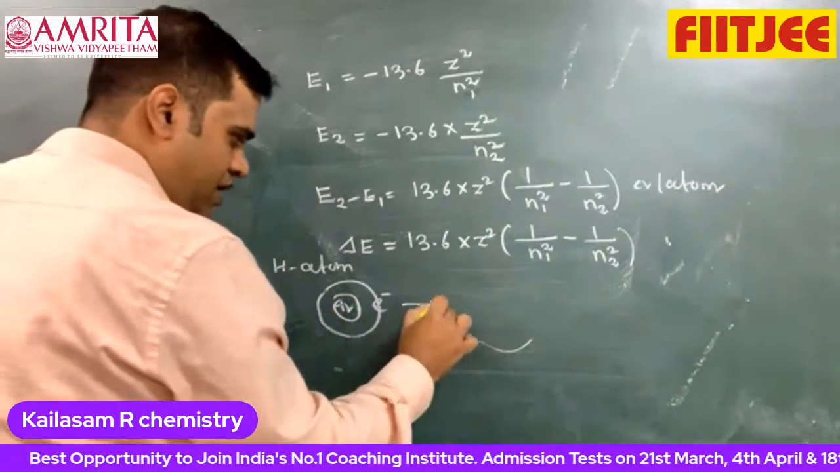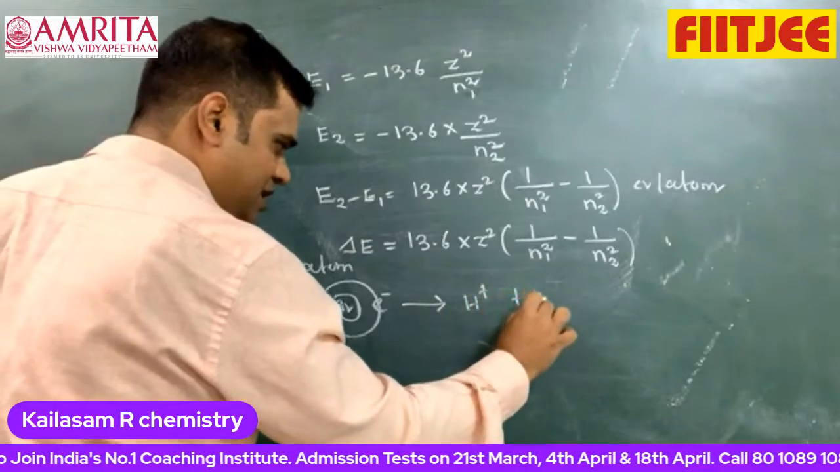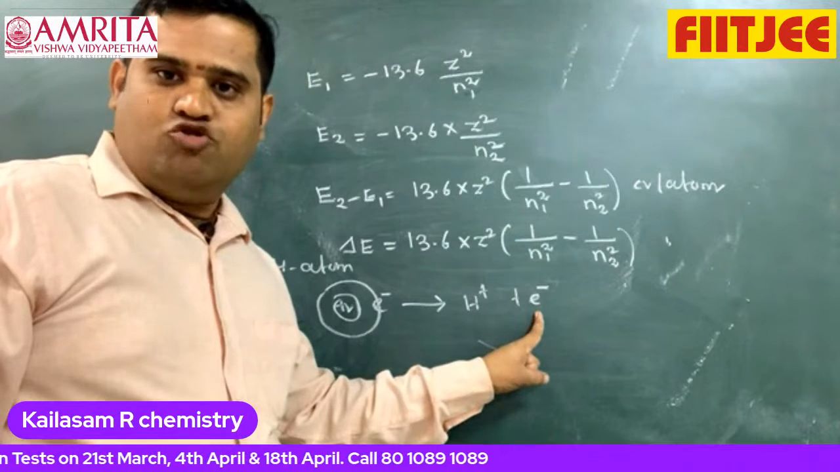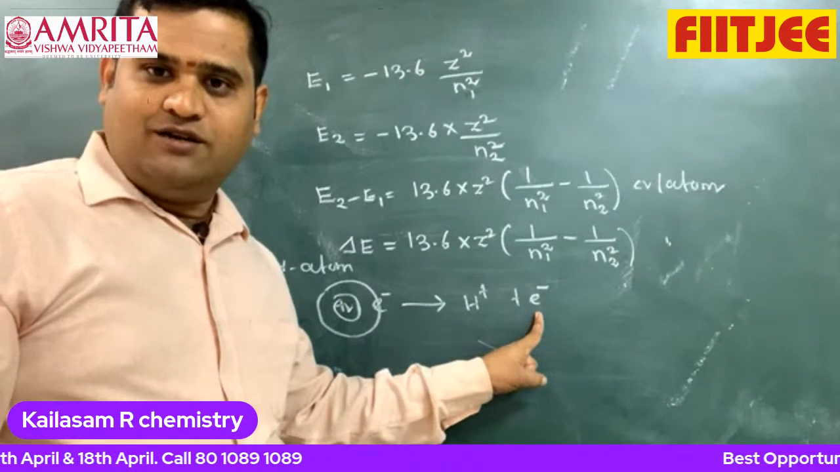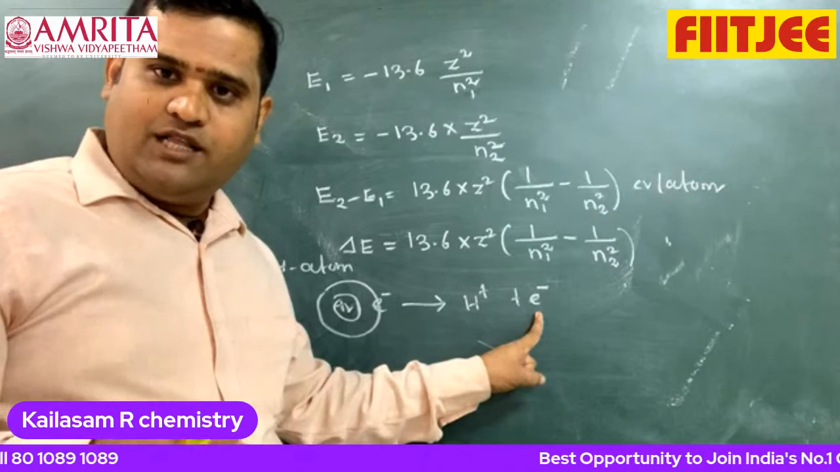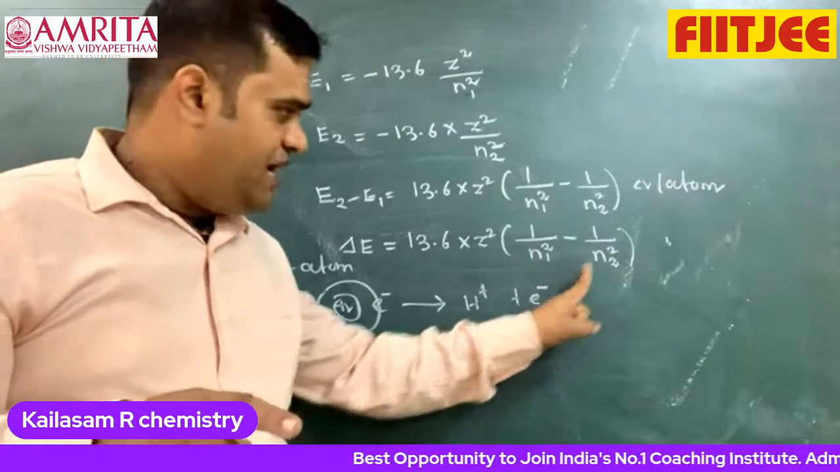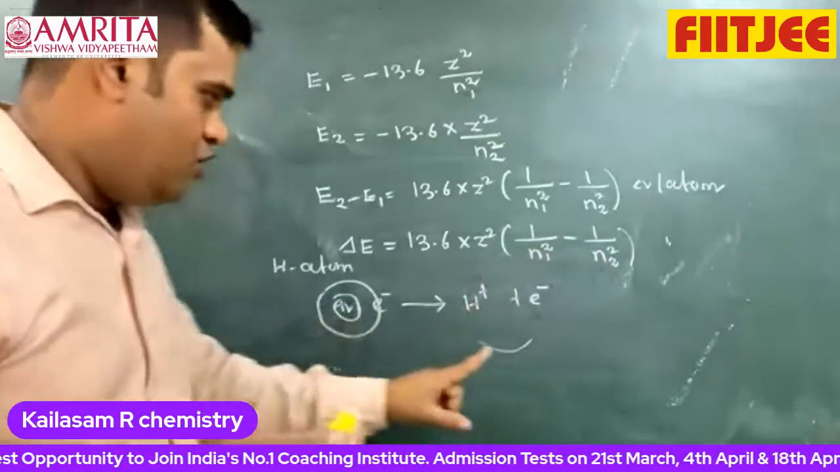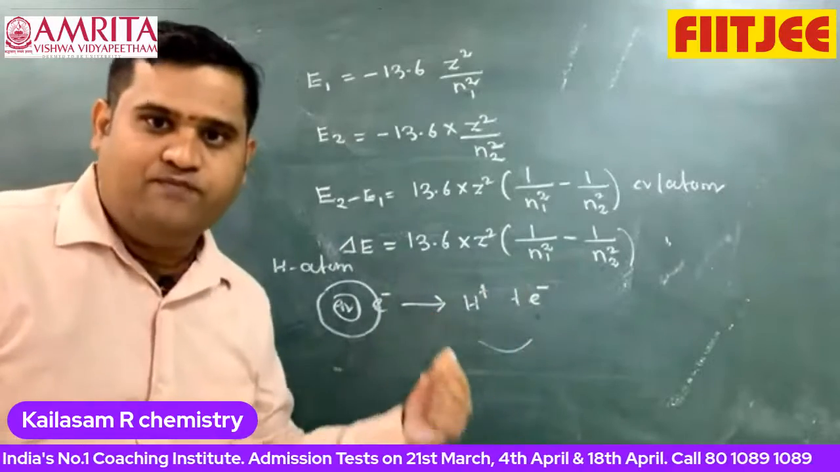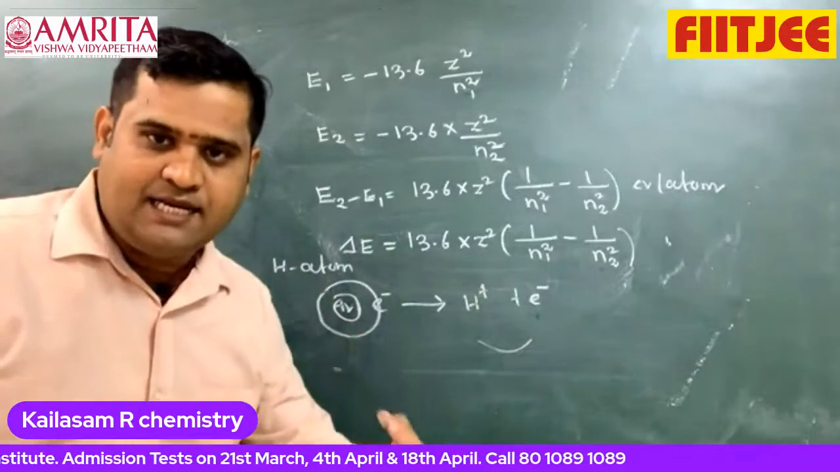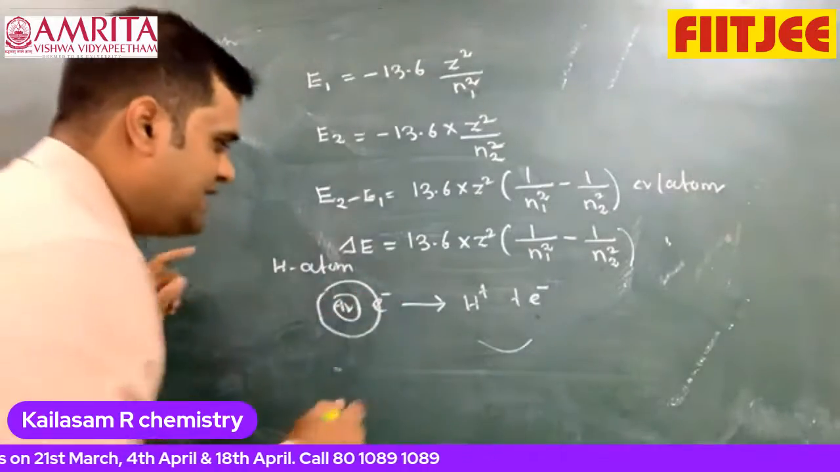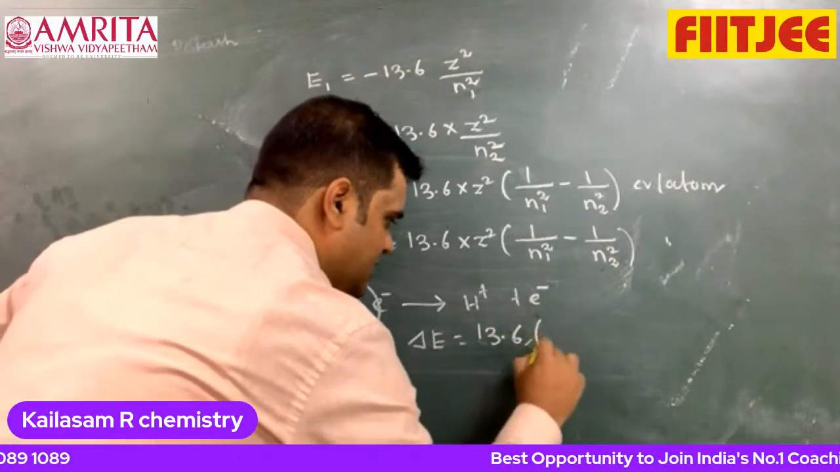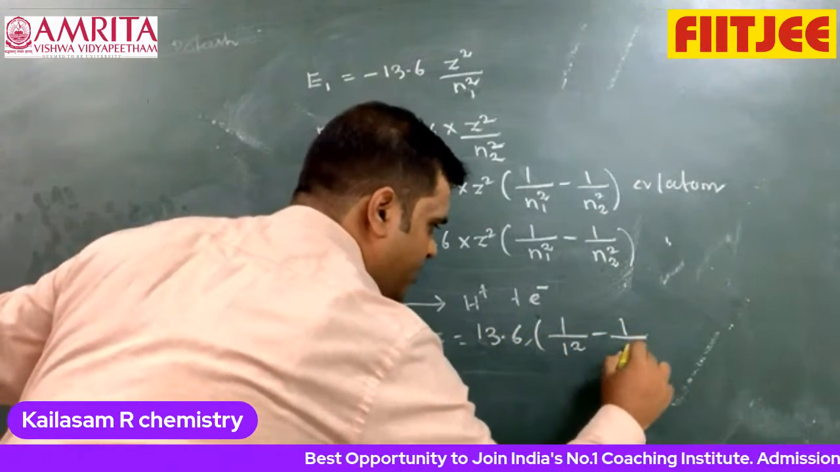Now if I remove the electron, I get H plus and an electron. Now this electron is not bound to the nucleus. Therefore, this electron is a free electron. The energy of the free electron is 0, which means mathematically n2 must be infinite. Now if I want to find the ionization energy of the hydrogen atom, I can write delta E equal to 13.6 times 1 by 1 squared minus 1 by infinity.